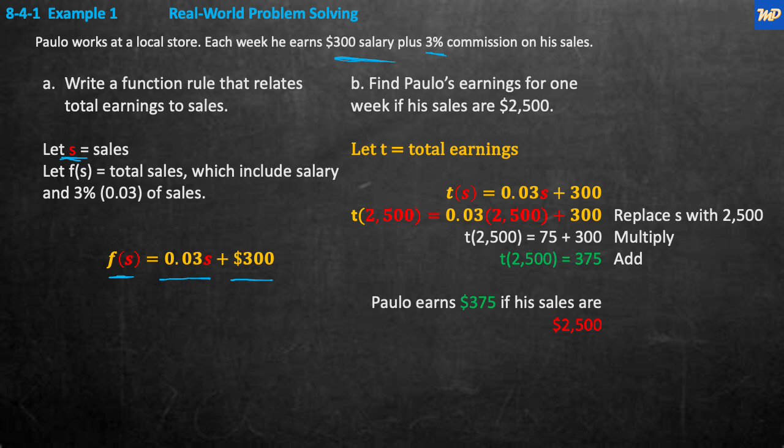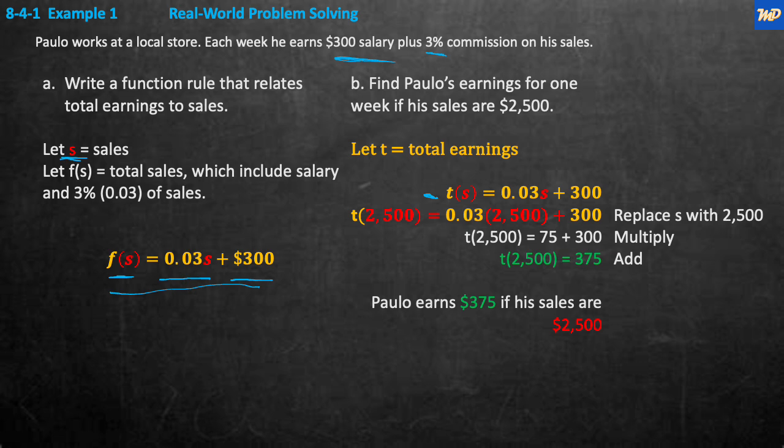Now find Paulo's earnings for 1 week if his sales are $2,500. Let T equal total earnings. So we've written the function: T of S, T of the domain S, is equal to 0.03 S plus 300. That's the equation we just wrote. Now let's substitute in our given domain value.